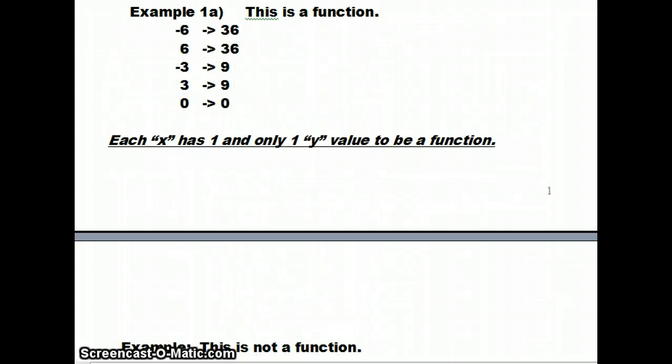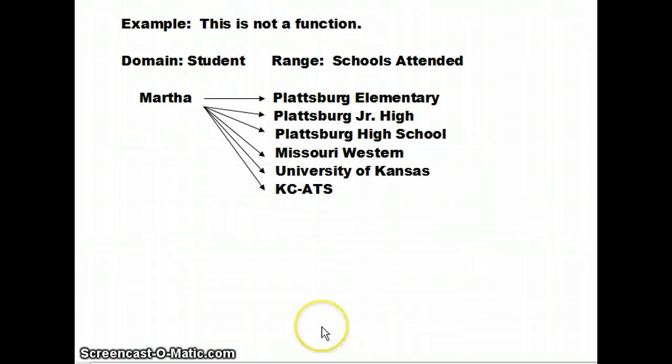Example 1a in your textbook, on page 1 of the lecture notes, is a function because every value in the left-hand column has only one arrow pointing to something in the second column. We see that 36 is pointed to by two different numbers, but that's okay. Each x has one and only one y value. There can be y values that are duplicates, but each x can only have one arrow going from the left to the right.